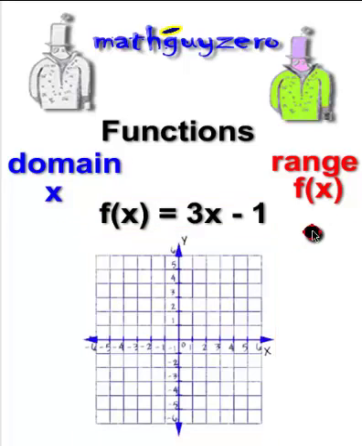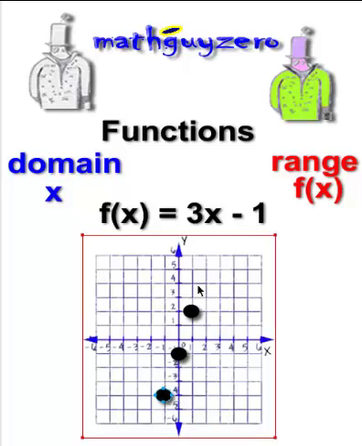So if I pick x at 0, the function tells me to multiply 0 by 3 minus 1, so it's negative 1. So (0, -1). Bam, that point's on there. If I pick x for 1, the function tells me 3 times 1 is 3 minus 1 is 2, so there's that point. And let's pick a negative 1.